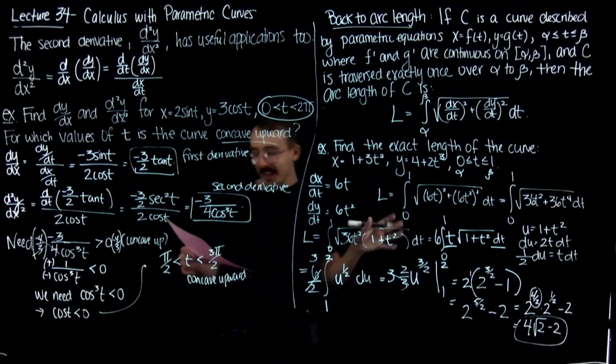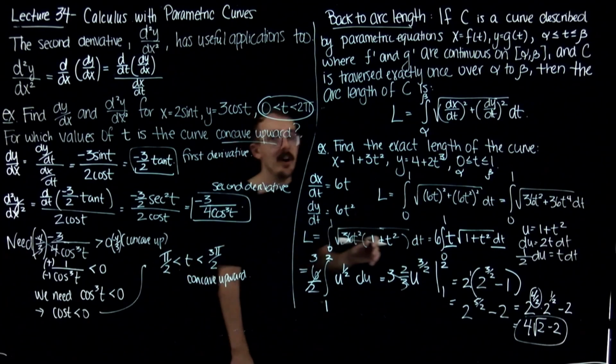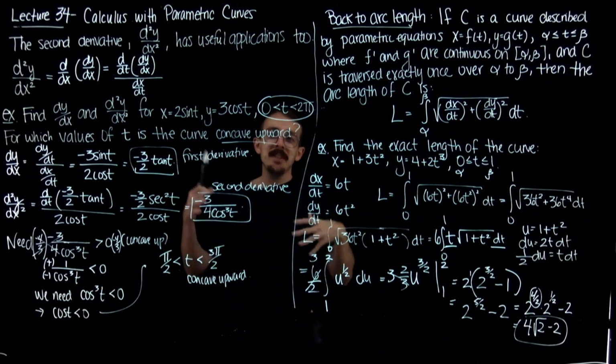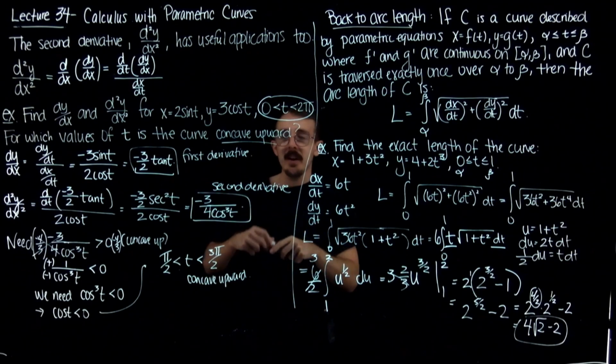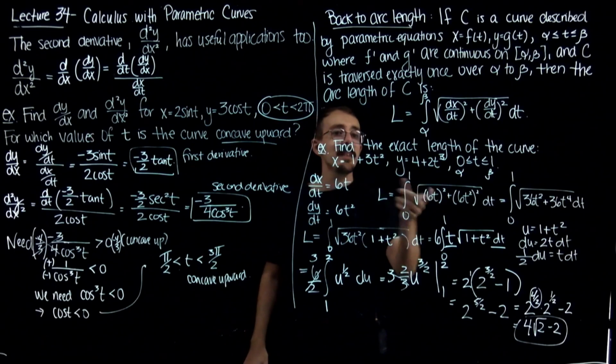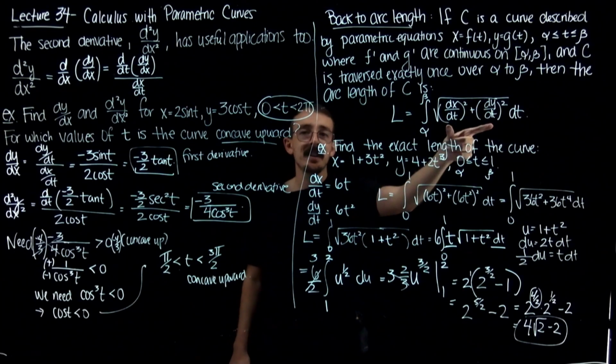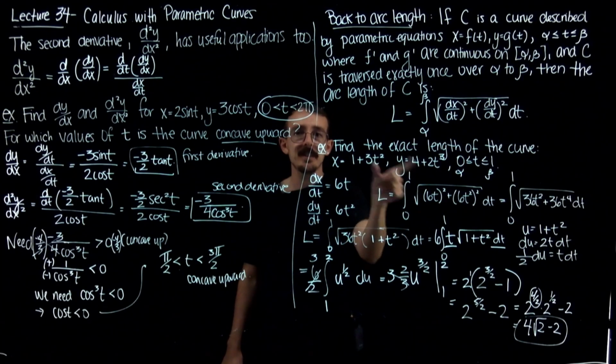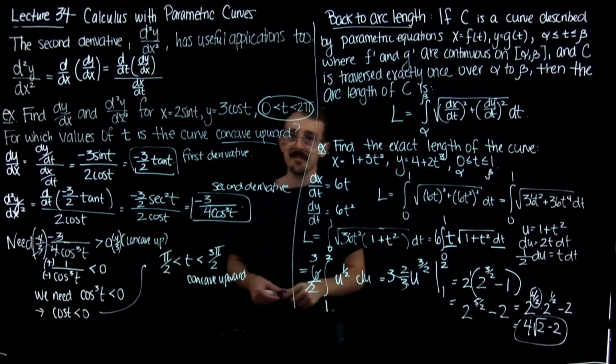So that is the exact length of this curve using this newly formed arc length formula, where you can find the arc length of parametric curves given in this manner. So this is just a more convenient method for this situation to find the arc length.